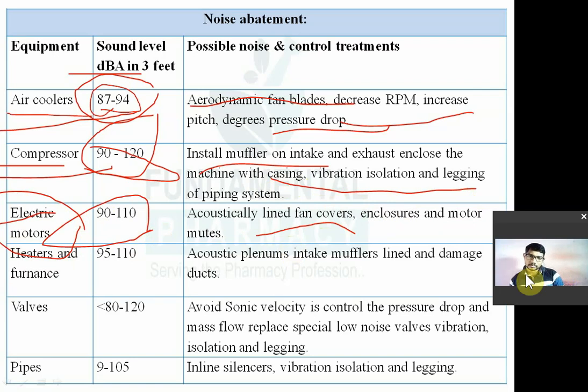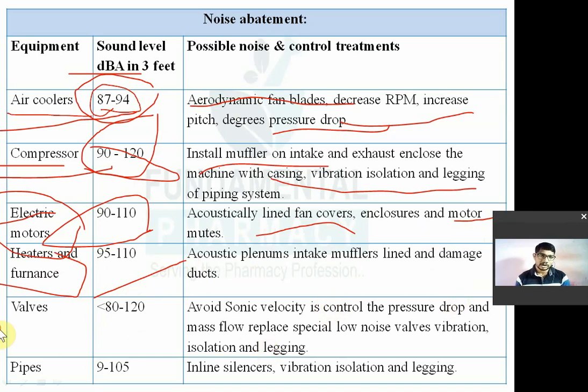So I don't know what is an acoustically lined fan, because I am also not an engineering student. You can use motor mutes. Motor mutes मतलब वो आवाज नहीं कर देंगे. Then heaters and furnace. Heaters and furnace also produce a sound in this range, 90 to 110 decibel. So again, same thing you have to do.